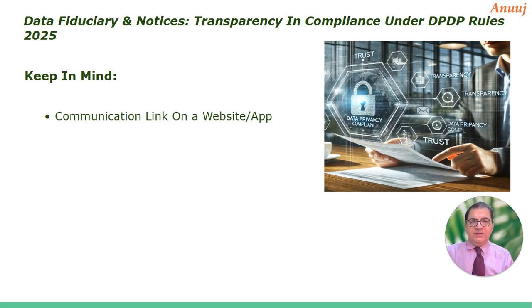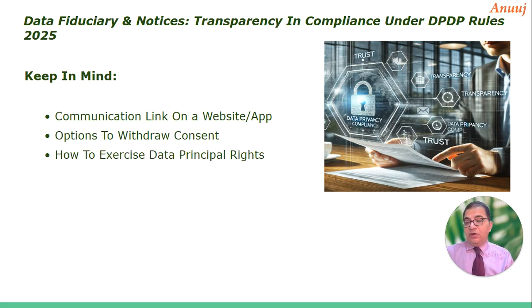The Act and the rules expect you to have a communication link on a website, maybe through an app, maybe both of them depending on what level of fiduciary you are and what all you choose, which does provide an option to withdraw the consent, which does provide details on how the user can exercise his data principal rights, and withdrawing consent is one of those. Stop processing, get the data erased, get the data altered, these are the various data principal rights. I have a video on this with respect to the DPDP Act as well on my playlist.